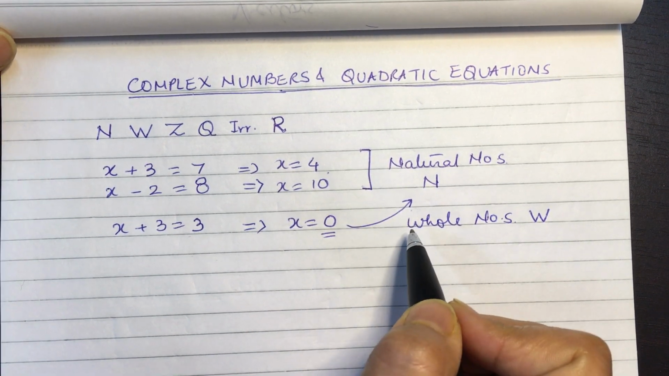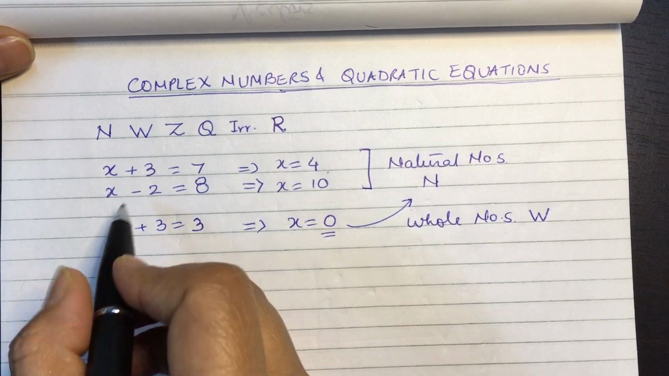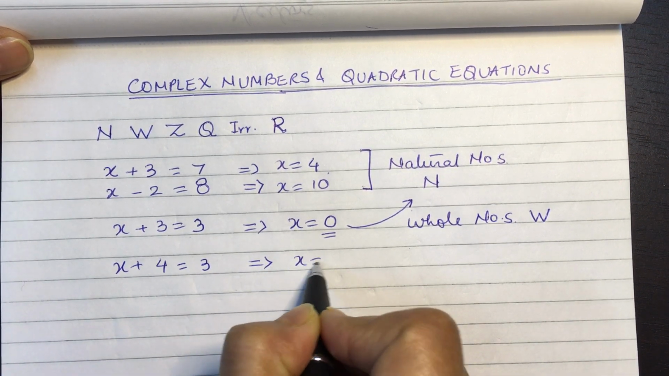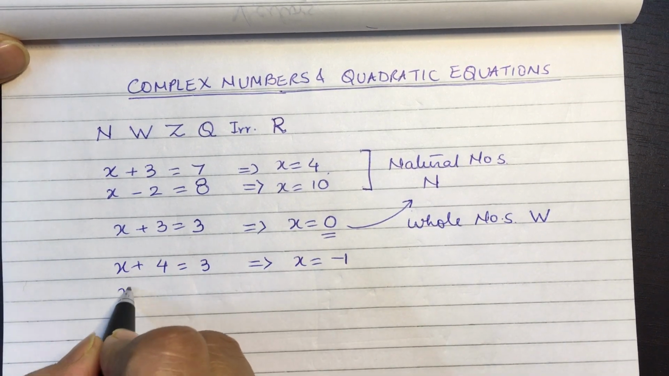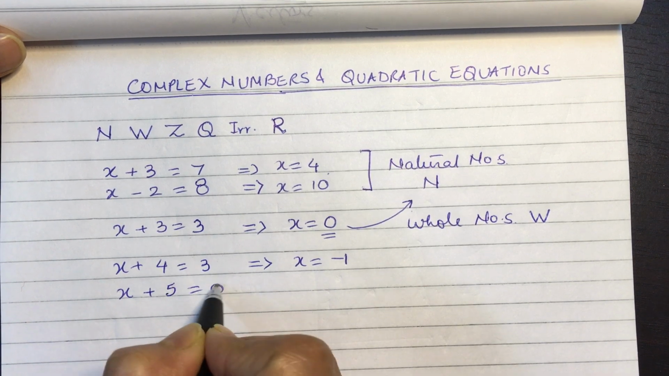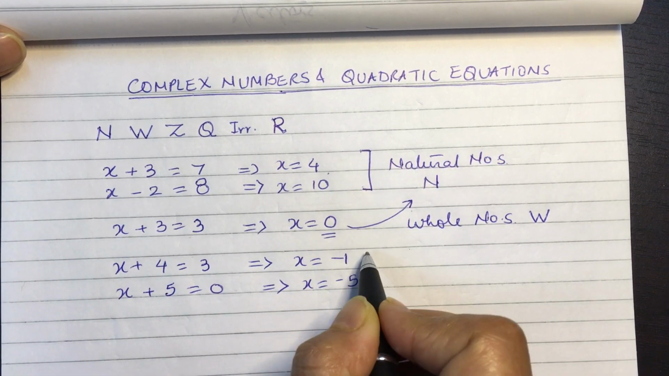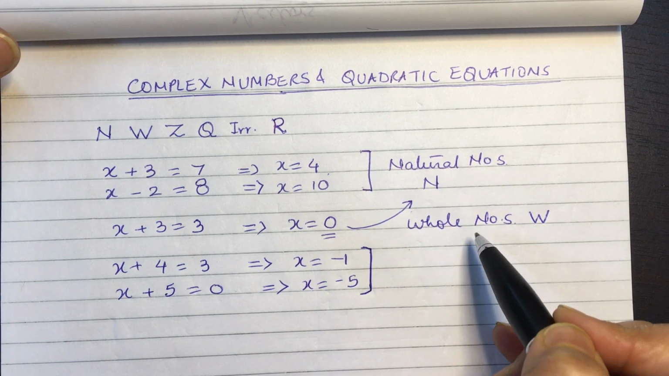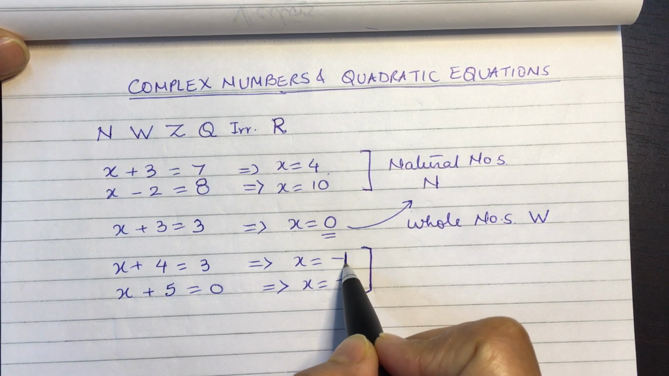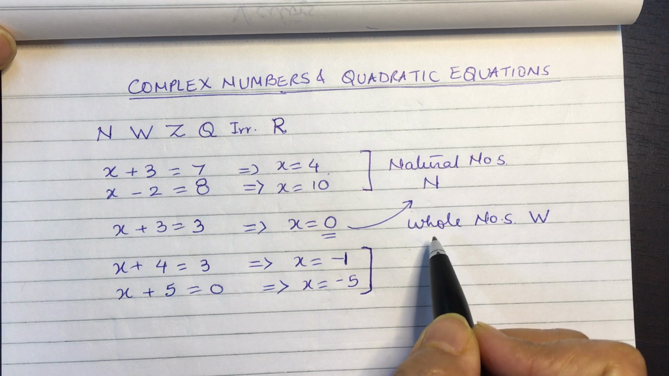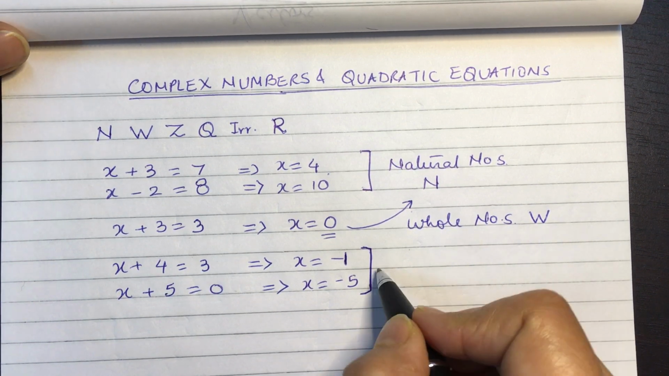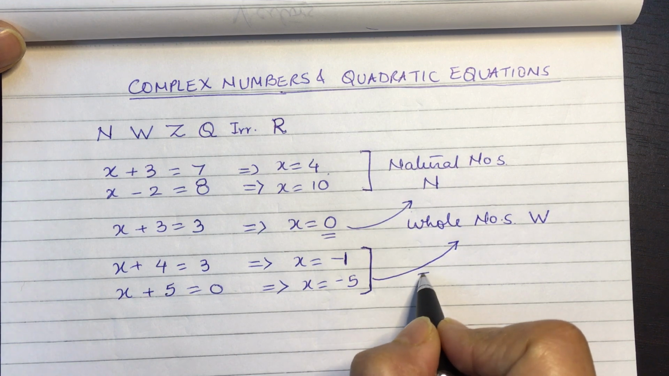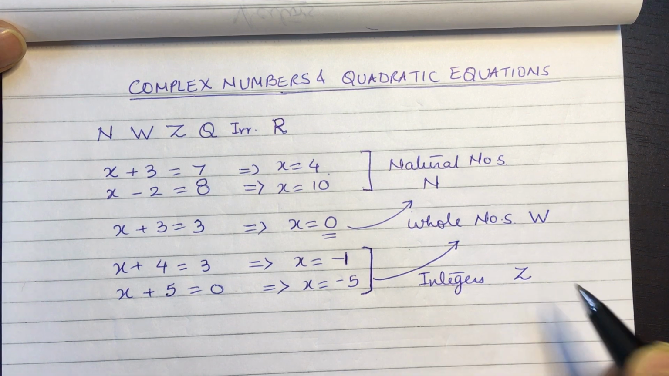With this, many types of problems could be solved, but slowly they came across problems of the kind x plus, let's say, 4 equal to 3. So when it was solved, it came out to be x equal to minus 1. Or similarly, x plus 5 equal to 0, which could be solved to x equal to minus 5. This showed that there were some numbers which were neither part of natural numbers nor whole numbers, and this gave the mathematicians the idea that there were some more kinds of numbers which had to be introduced to this set of whole numbers. So when the negative numbers also were added to the set of whole numbers, the new set, which was called the set of integers, was generated, and this is denoted by capital Z.